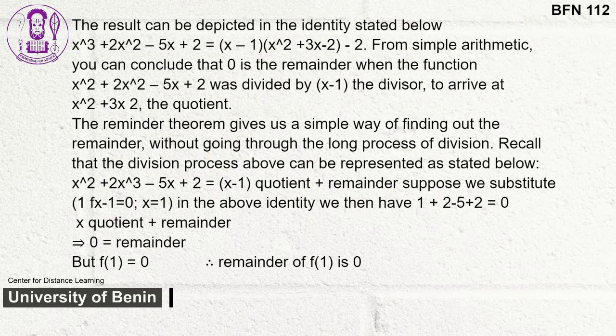Recall that the division process above can be represented as stated below. x cubed plus 2x squared minus 5x plus 2 equals (x minus 1) times quotient plus remainder. Suppose we substitute (x minus 1) equals 0, that is, x equals 1. In the above identity we then have 1 plus 2 minus 5 plus 2 equals 0 times quotient plus remainder. 0 equals remainder. But f(1) equals 0. Therefore the remainder of f(1) is 0.